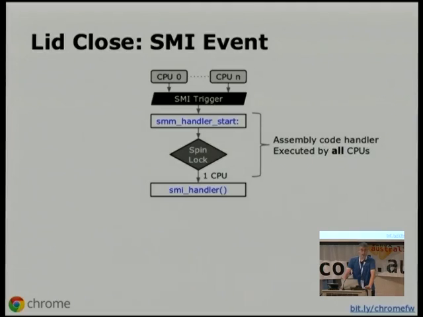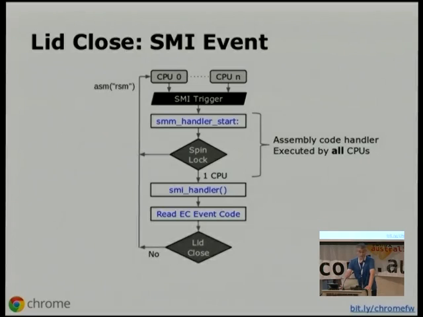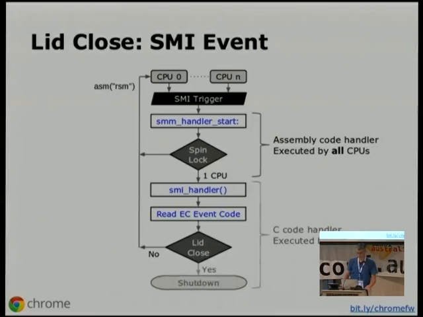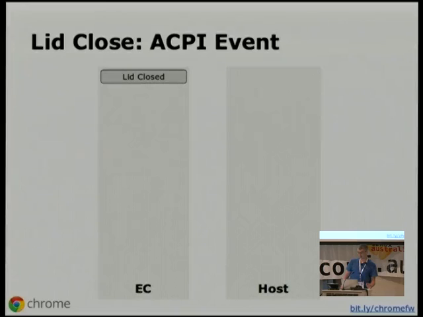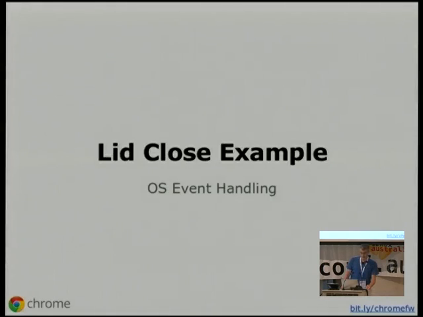It'll execute the full handler that will eventually go and read the event code from the embedded controller to see if you got a lid close event. If you did not get a lid close event, they'll just go back and resume. Or if the lid state was actually still open, all the CPUs will resume and you'll go back to where you were before. If the lid is closed, the system will shut down. And so we've got assembly code executed by all of these CPUs and the C code executed by just one of the CPUs. Now from the OS side, things are slightly more complicated because you have to deal with ACPI.